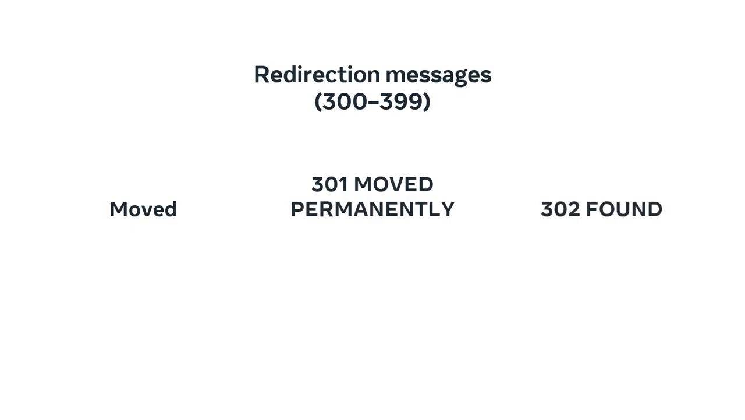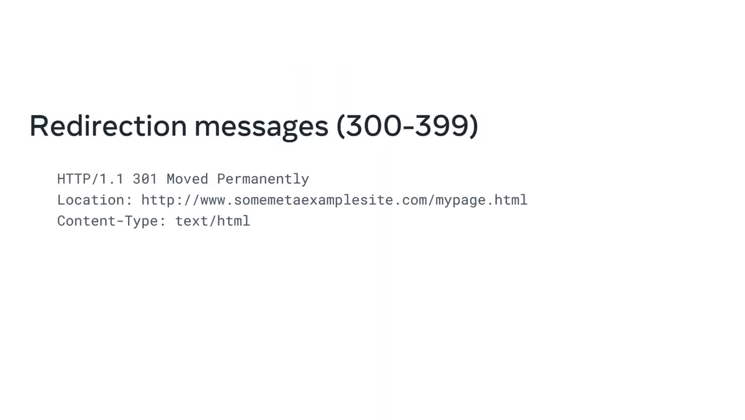Redirection responses indicate to the web client that the requested resource has been moved to a different path. The most common response codes used are 301 moved permanently and 302 found. The difference between the redirection messages 301 and 302 is that 302 indicates a temporary redirection. The resource has been temporarily moved. When web browsers receive these responses, they will automatically submit the request for the resource at the new path.